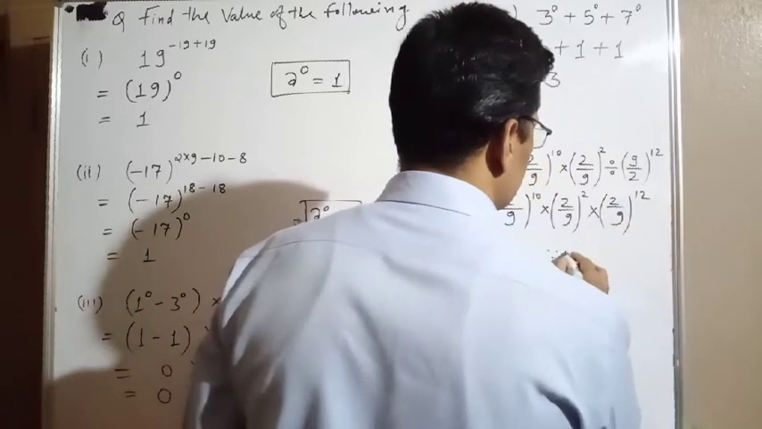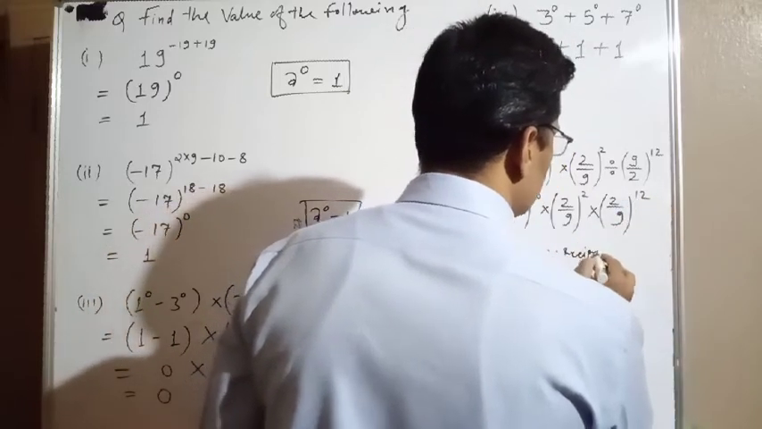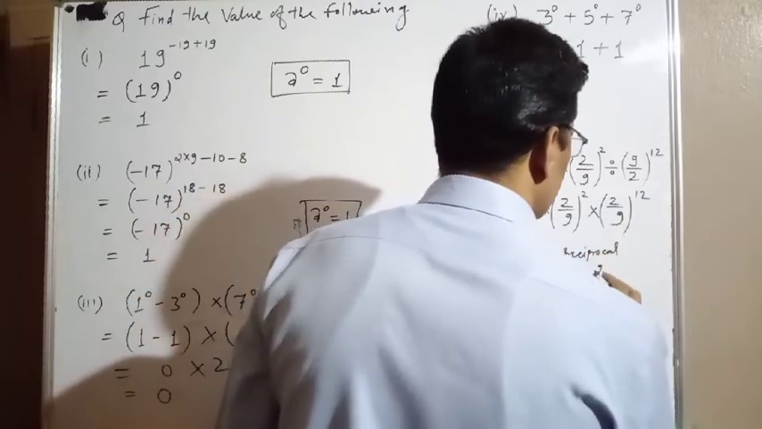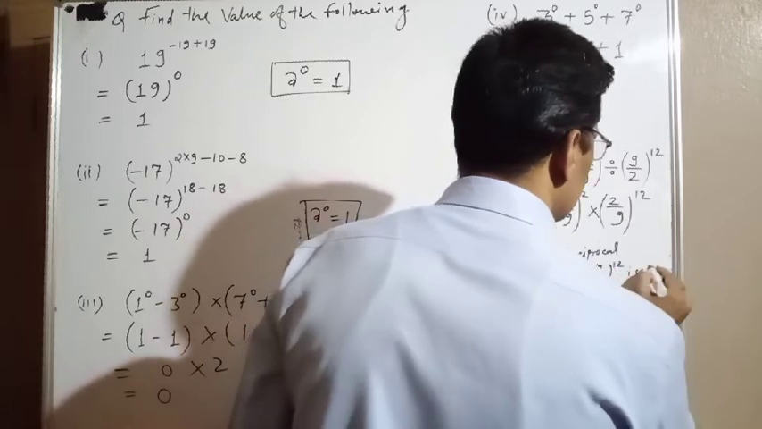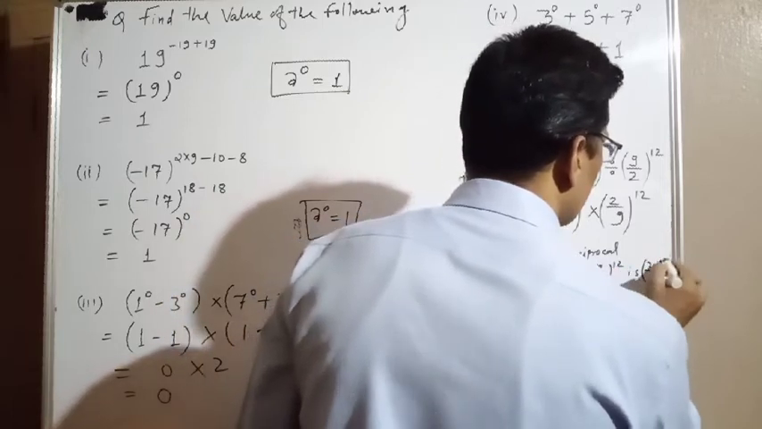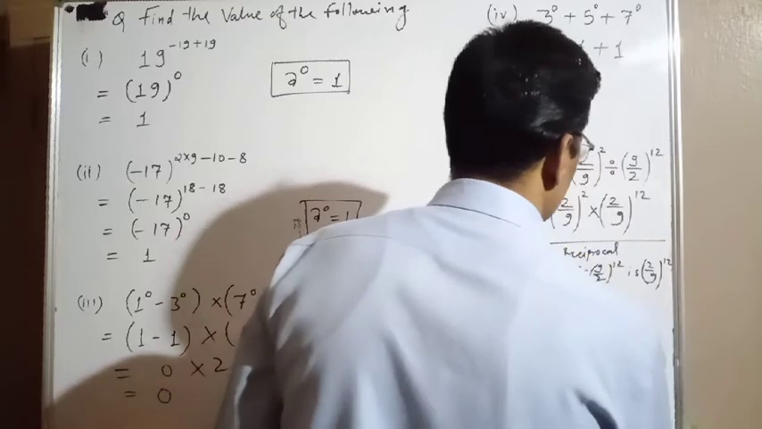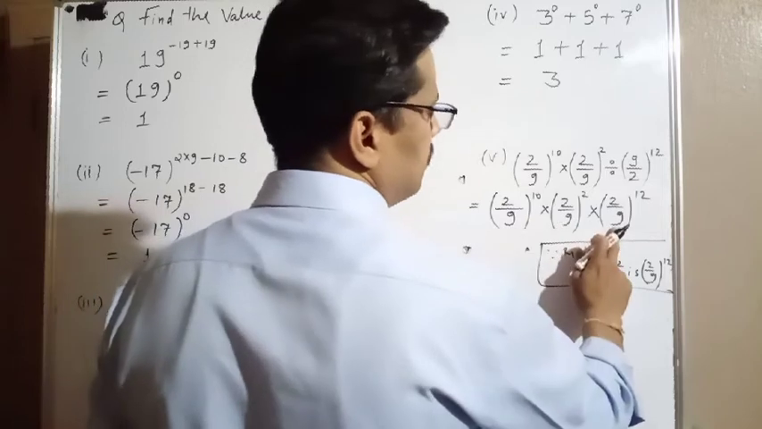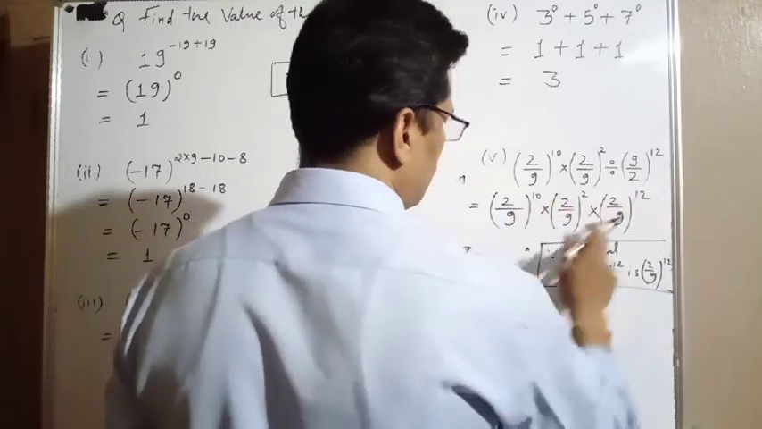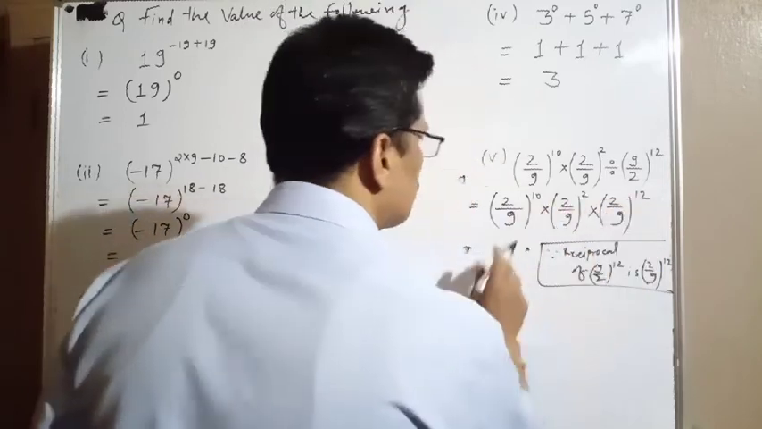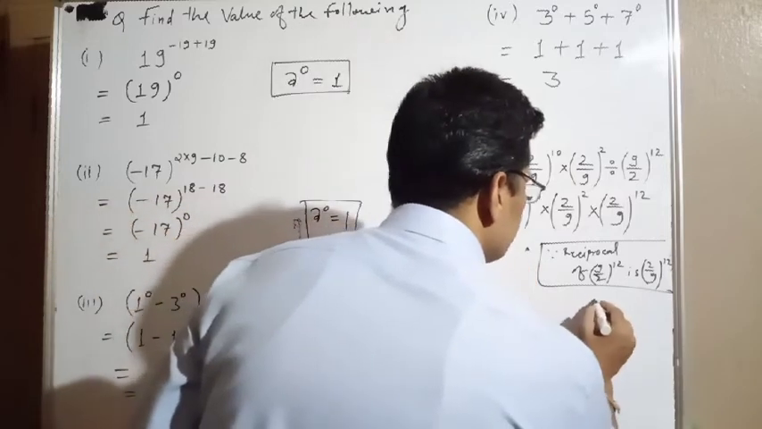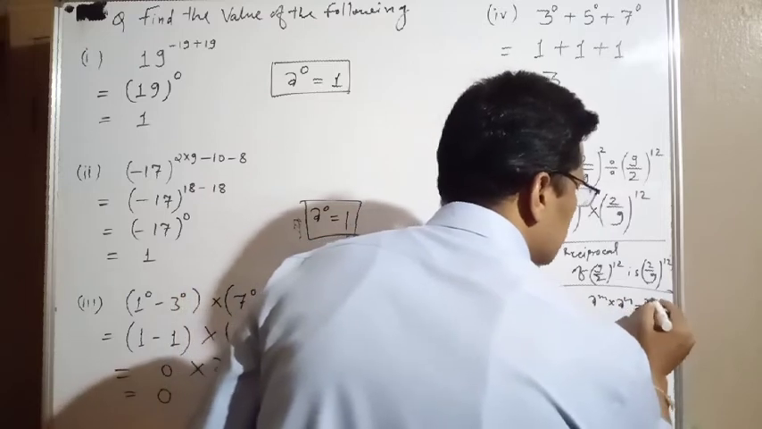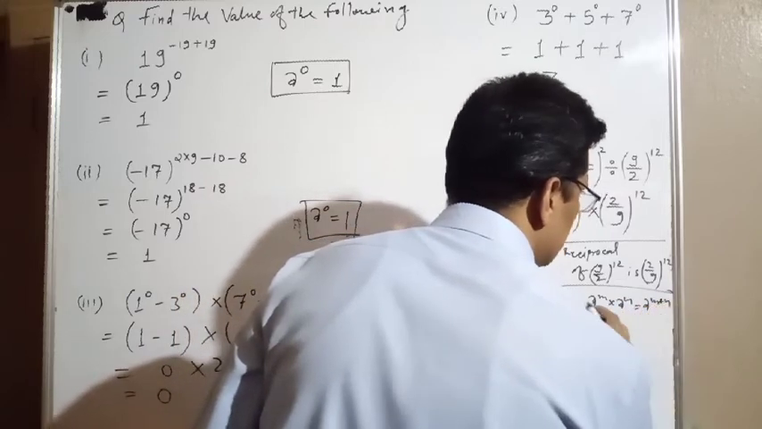Also, you can write here the reciprocal of 9 upon 2 power 12 is 2 upon 9 power 12. Now bases are the same, so powers will be added. This formula we are going to use: a to the power m into a to the power n is a to the power m plus n.